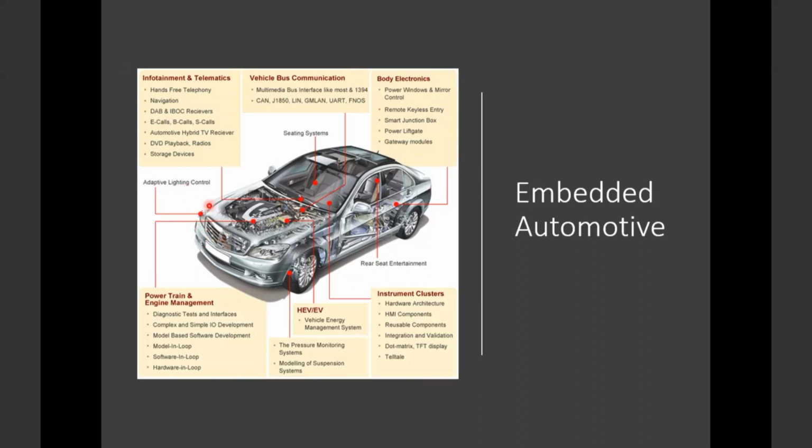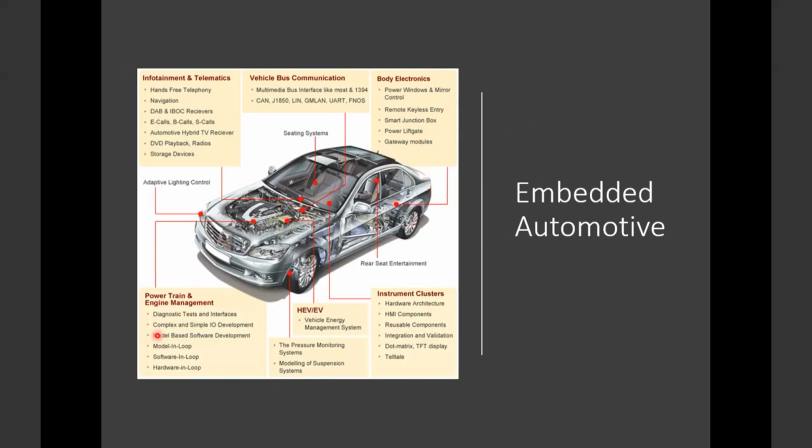Okay, then for the body electronics, we have the power windows. By pressing a button, your window will wind up or wind down. Mirror controls: you can control your side mirrors by using the button inside your car. Remote keyless entry, smart junction box, power lift gates. By pressing a button on your remote, your lift gate will open. And the gateway modules.